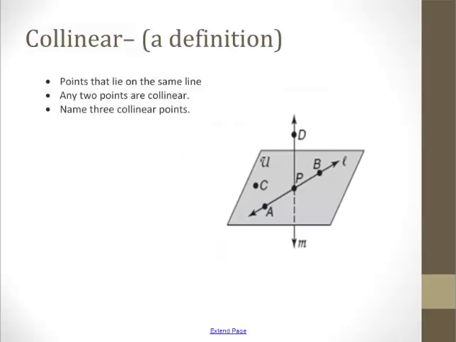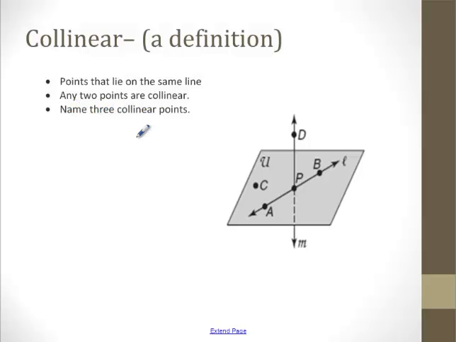Alright, so let's talk about collinear. Alright, definition of collinear is any 2 points that lie on the same line. Okay? And actually, any 2 points are collinear. If I were to pick any 2 points, let's say this one and this one, I just drew 2 random points. It's possible to draw a line through those, which makes them collinear. Let's get those out of here.